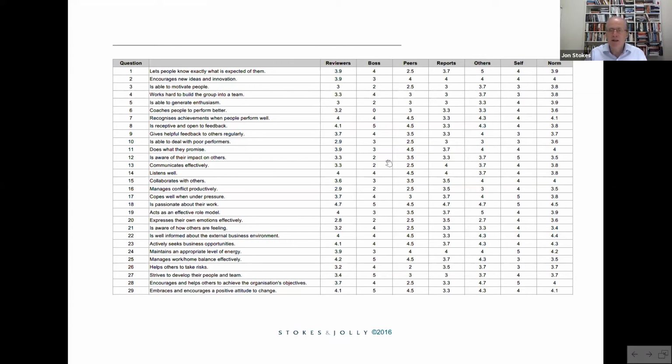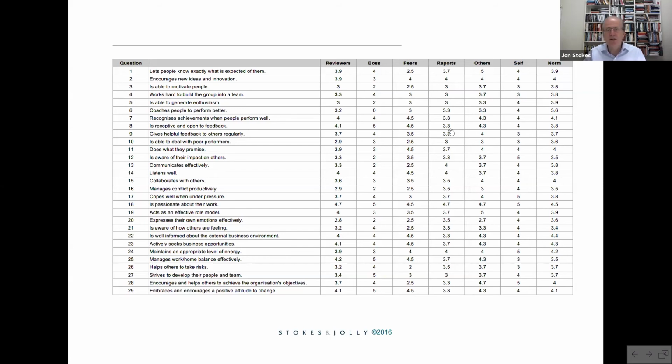Let's see if I can see anything else that's of particular interest. Here we've got the communicates effectively, the boss says low, 2, peers give 2.5, but reports give 4. So here's somebody, maybe a confidence issue with their reports. They're felt to be spending time on communicating, but with boss and with peers, less so.